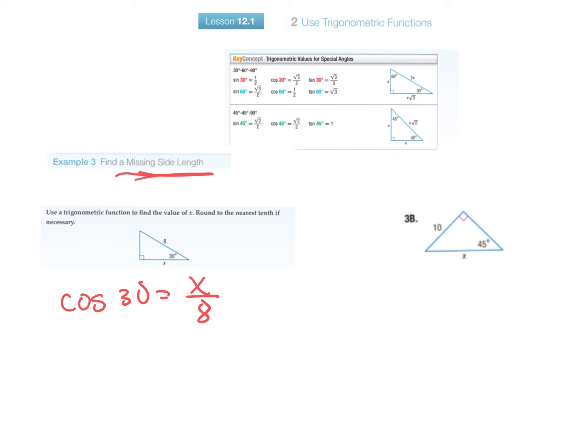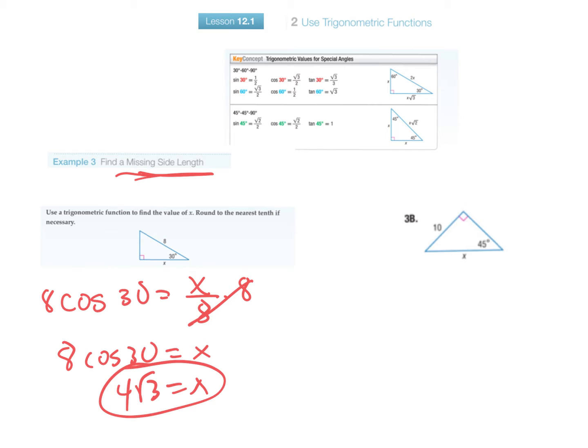Now once we have it set up, we want to solve. To solve, we want the x by itself. So it's being divided, so I'm going to multiply this 8 to the other side. So it's going to be 8 times the cosine of 30 equals our x. If you multiply by 8 on both sides, you get rid of the 8 on one side. That's how we get this. And then you just press this into your calculator. If you press that into your calculator, you're going to get 4 radical 3 equals x. So we found our x.